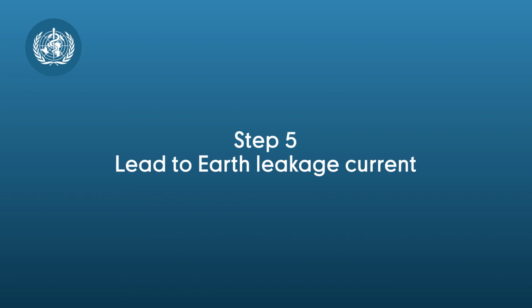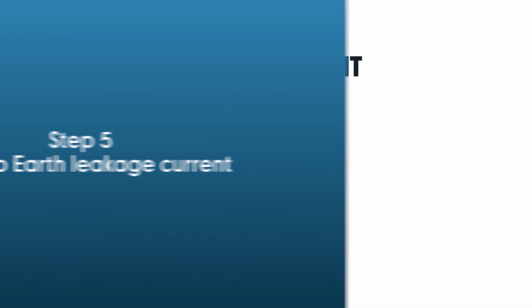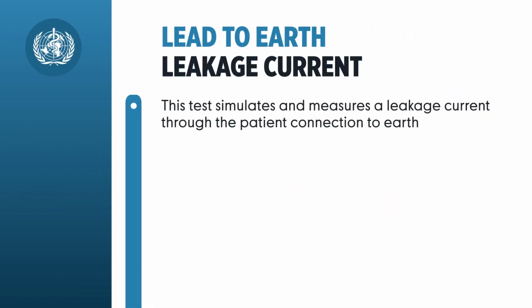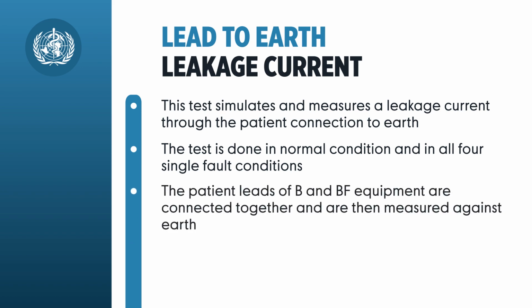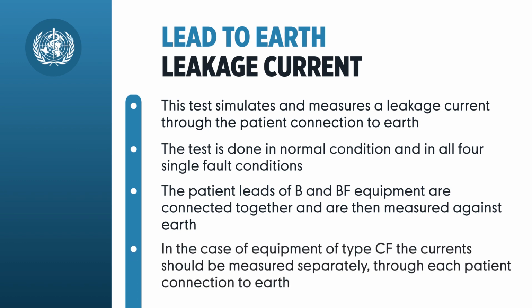Step 5. This test simulates and measures a leakage current through the patient connection to earth. The test is done in normal condition and in all 4 single fault conditions. The patient leads of B and BF equipment are connected together and are then measured against earth. In the case of equipment type CF, the currents should be measured separately through each patient connection to earth.